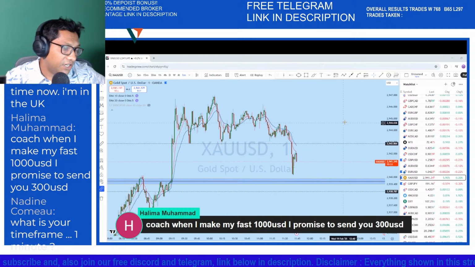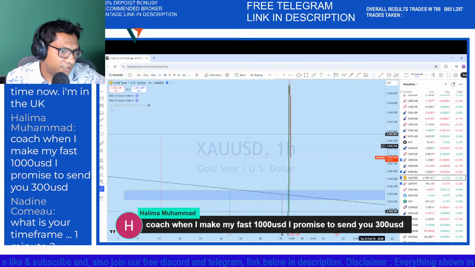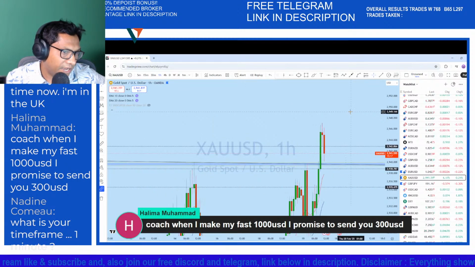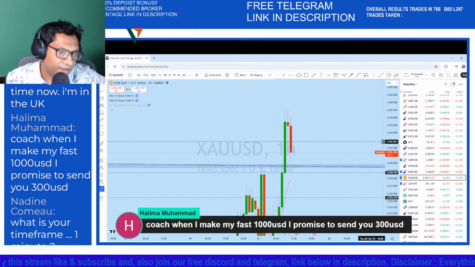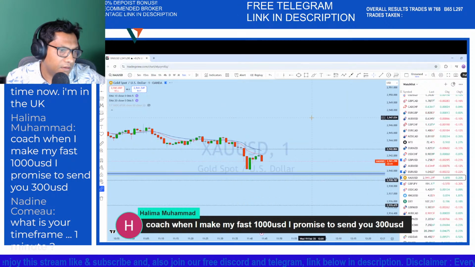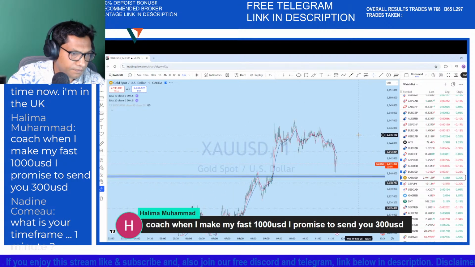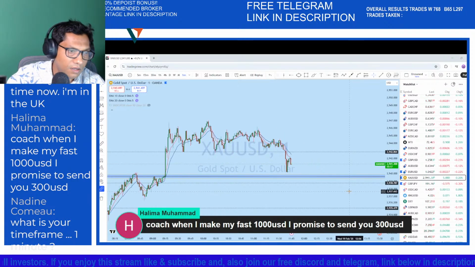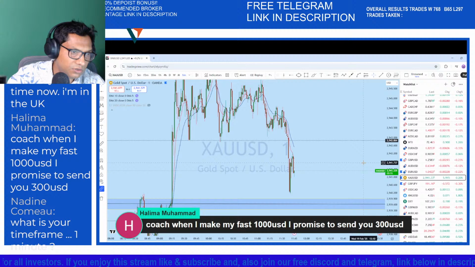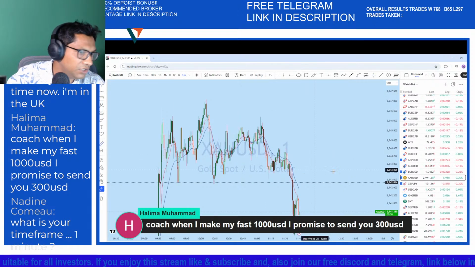Now, with the Fibonacci pullback and the support retest, we can expect a bounce. Let's first wait for a deeper pullback. Now the fair value gap is filled, as we discussed that there is a fair value gap, which is a very important zone here.